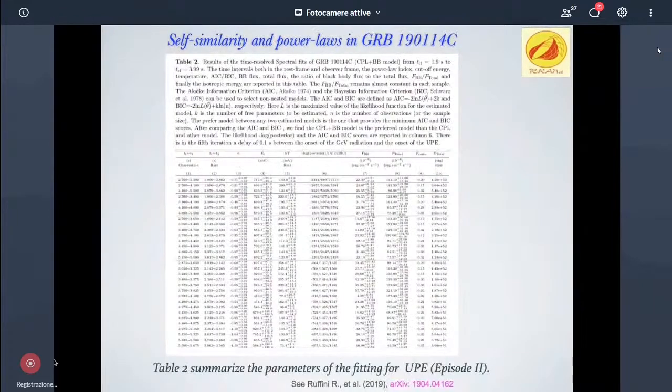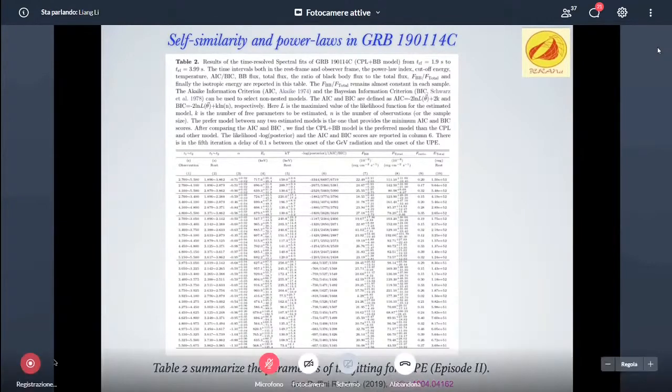So we summarize all our results in Table 2. The first column is the time interval for each iteration in the observed frame. Since this source has a redshift measurement, we also correct the time interval to the rest frame, and show it in the second column.